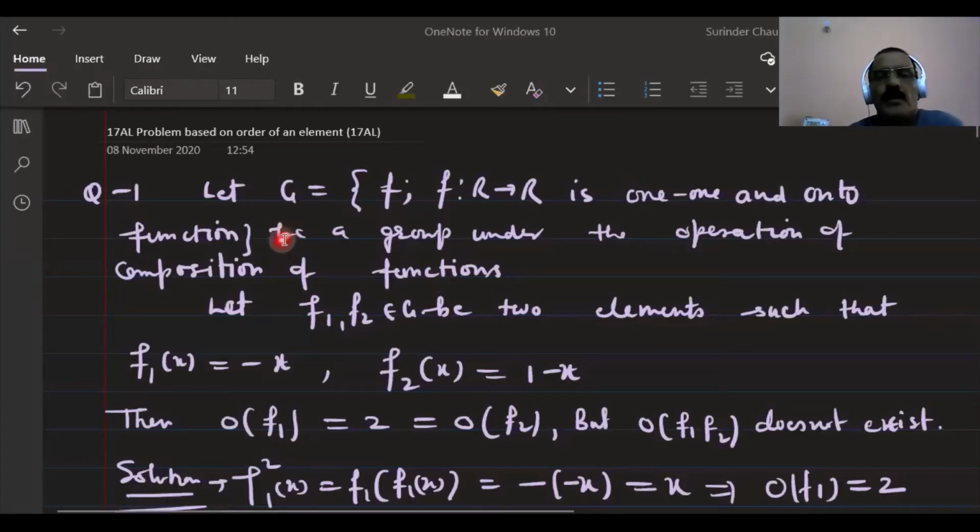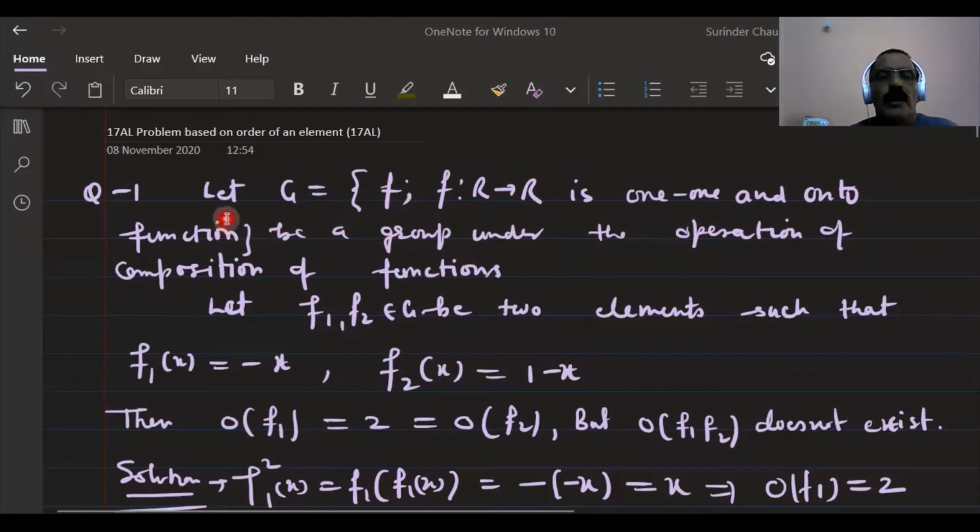Hello students, in this lecture we'll discuss how to find the order of an element. Does the order of every element of a group exist? If the order of an element exists in a group, then will the order of their product exist? If the product exists, is the order of the product the product of their orders? We'll discuss such problems in this lecture.